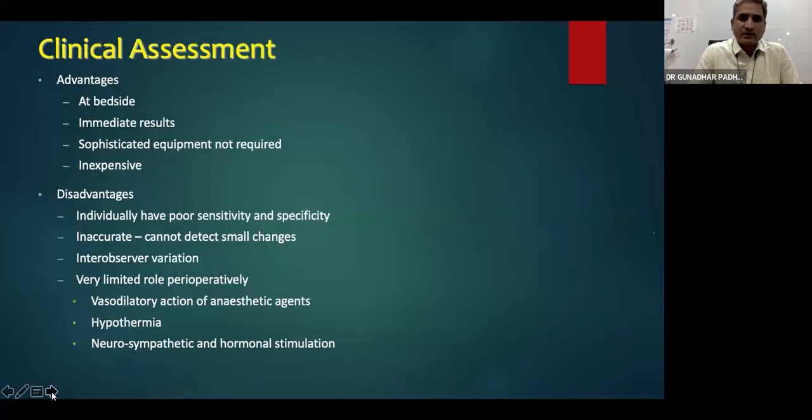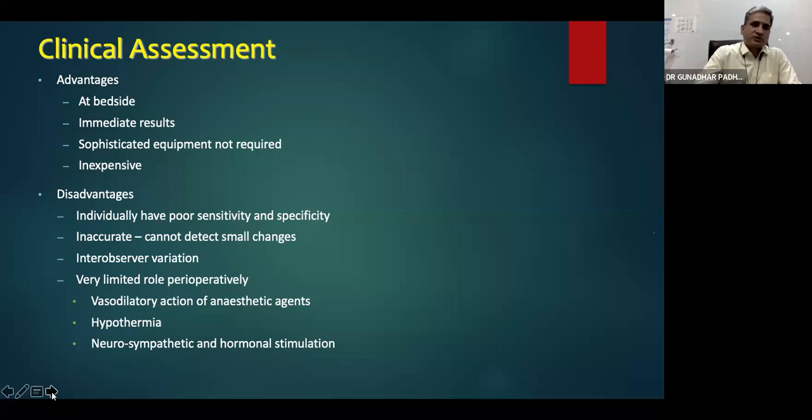So what is clinical assessment? The advantage of clinical assessment is that it is one of the tests which give you early signs at the bedside, with immediate results. Sophisticated equipment is not required. These are very inexpensive, and the clinical skills of the intensivist matter a lot. The disadvantage is that it has very poor sensitivity and specificity. It is inaccurate. It cannot detect small changes. There is inter-observer variation and a very limited role in perioperative patients.